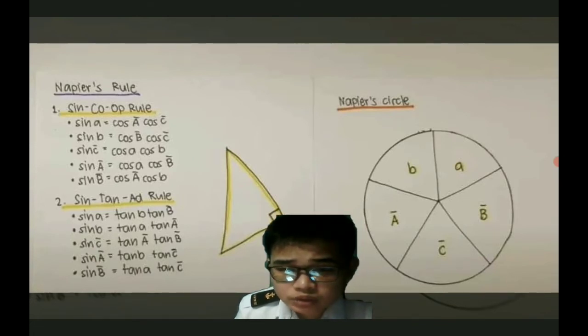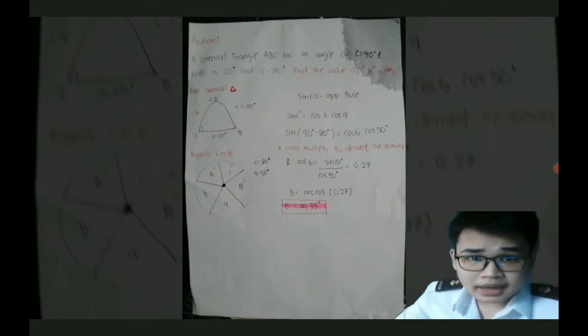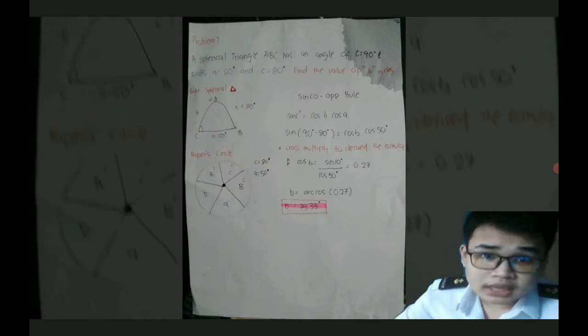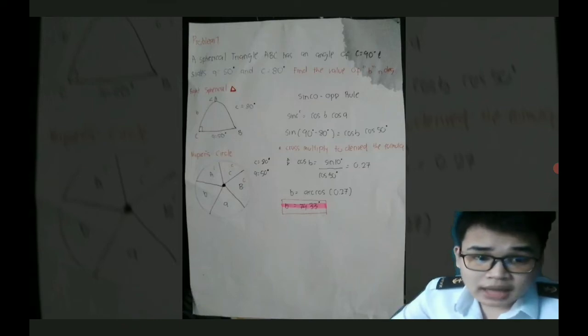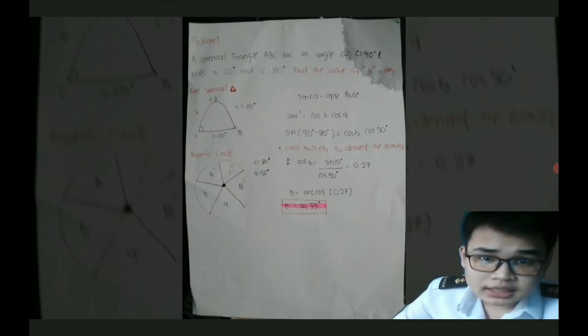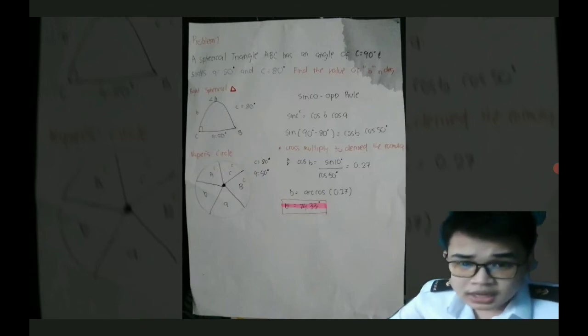So now we will proceed to solving the four problems. In this first problem, a spherical triangle ABC has an angle C equal to 90 degrees, and the sides A equal to 50 degrees and C equal to 80 degrees. First we will illustrate the problem. Since the angle C is 90 degrees, we will use a right spherical triangle, and the most applicable is Napier's rule. So first, let's draw the Napier's circle and input the given.